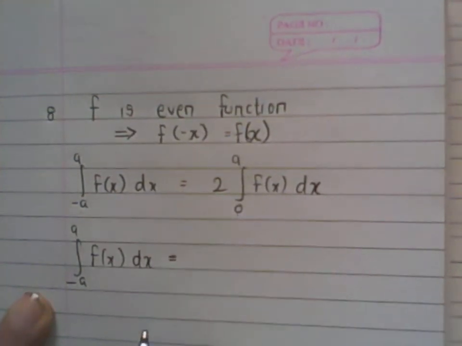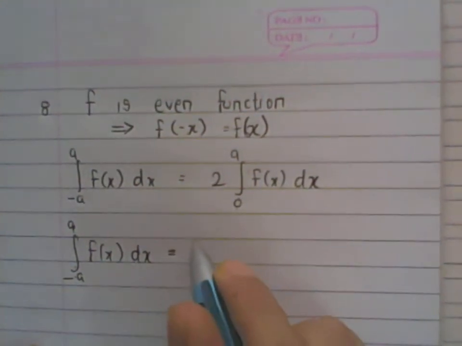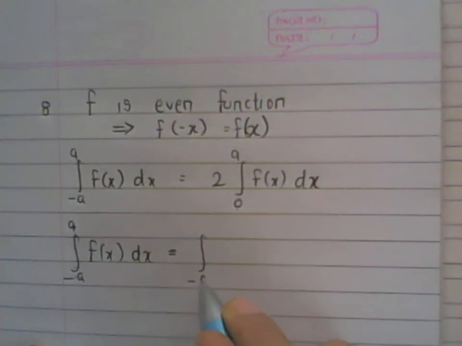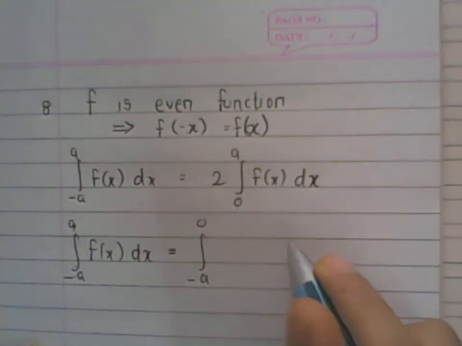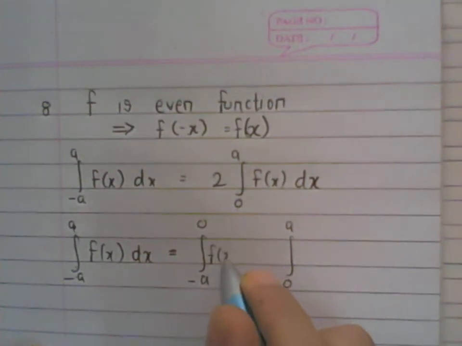We can first split it into two integrals, realizing the fact that 0 will lie somewhere in between negative a and a. So if I split it at 0, it becomes from negative a to 0 and from 0 to a. Of course, integral of the same function.